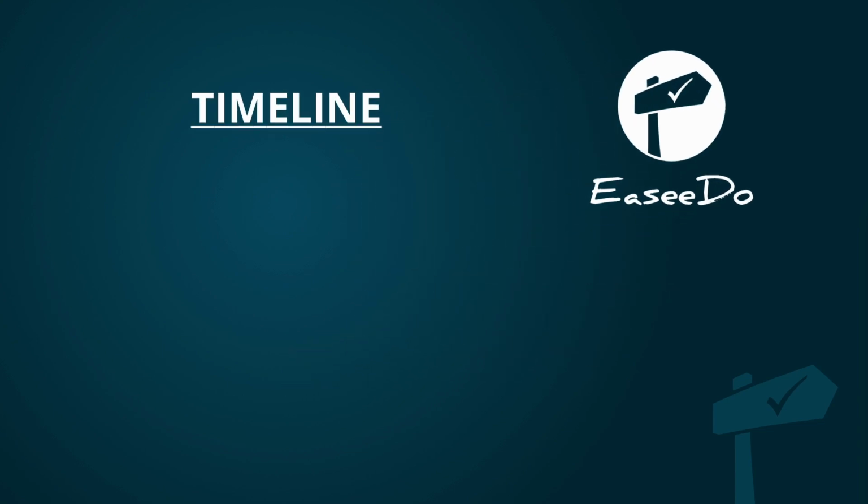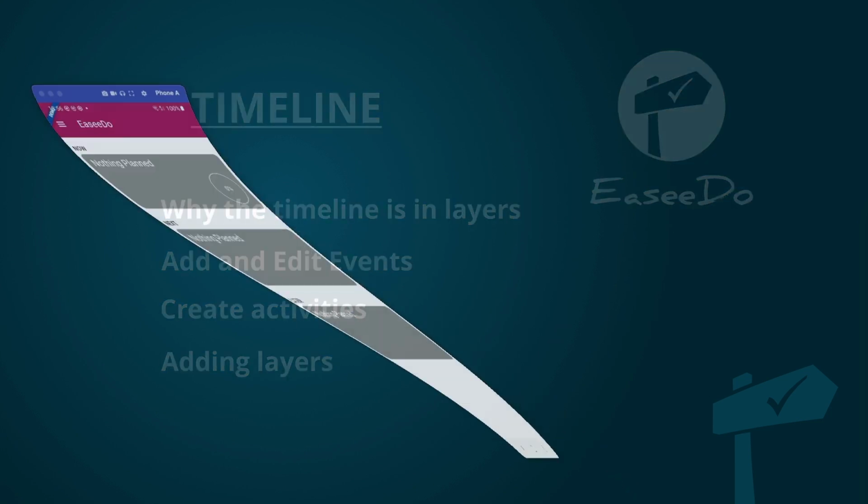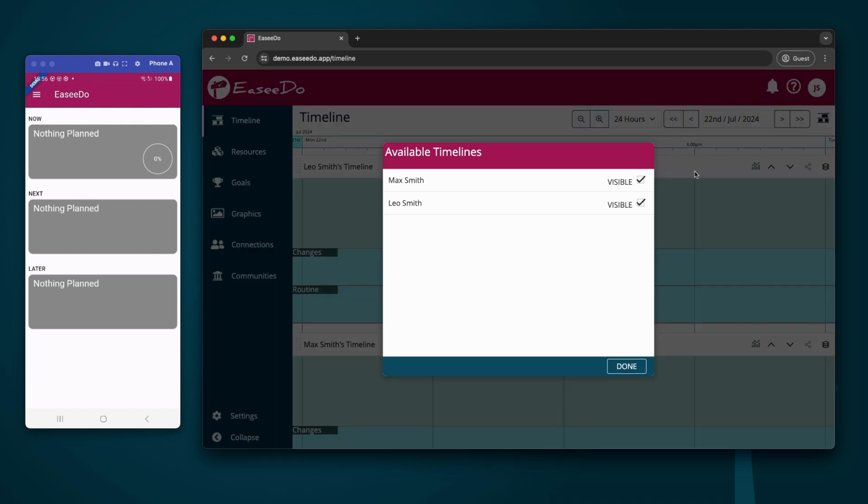In this video, I'll cover why the timeline is split into layers, adding and editing events, creating activities, and adding other layers. This account is set up with 2 supervised children, so there are 2 timelines to manage on this page. To avoid clutter, I'll remove one of those for now. It's not deleted, we just don't see it.